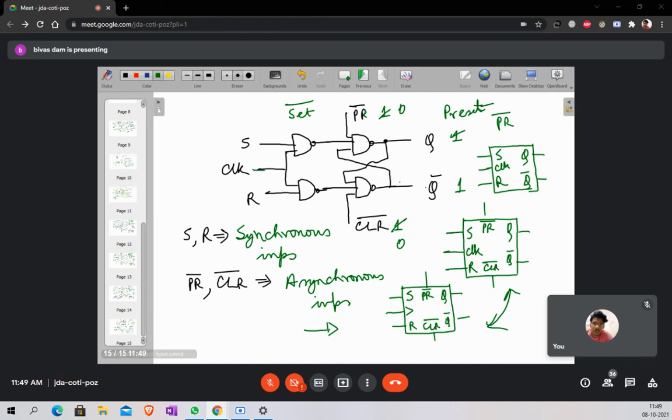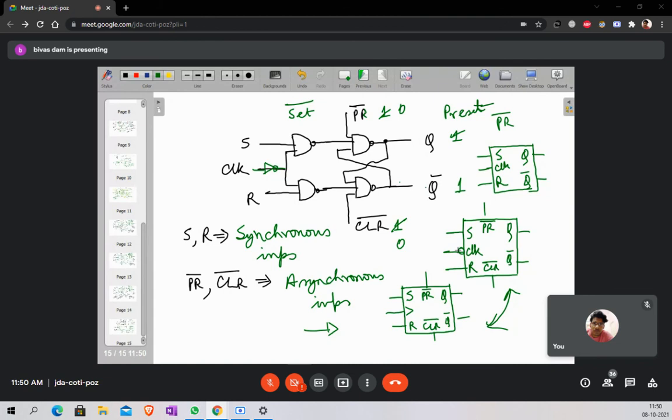Here, if I had put an inverter, what would have become the active level of the clock? Zero. So that type of latch will be designated by this bubble at the clock input. Bubble means there is one inverter, as implemented here.